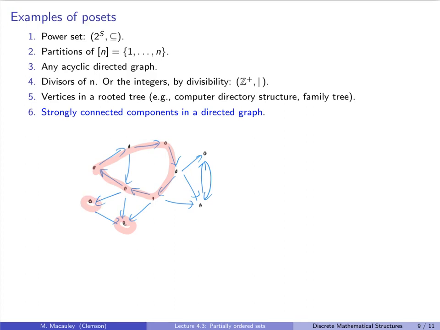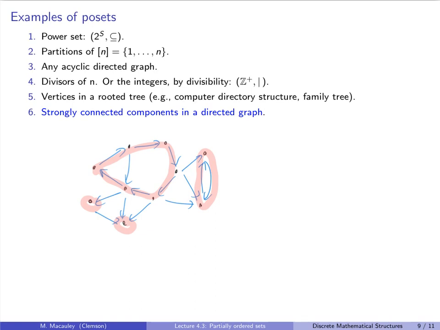And then what else do we have over here? Here we have a two-cycle. These two vertices talk to each other. And you can't ever leave these two vertices. There's nowhere else you can go. So this is another strongly connected component.